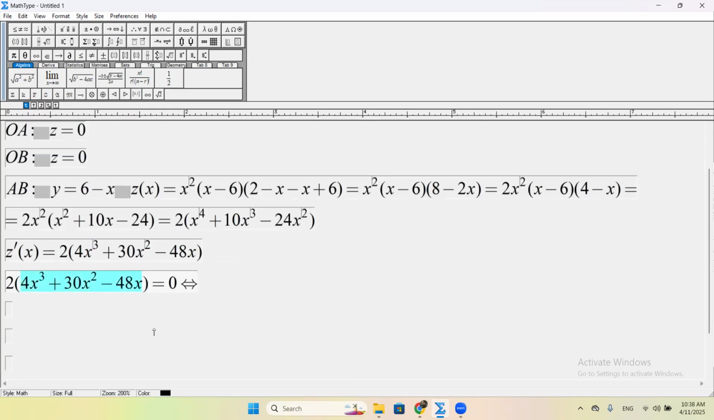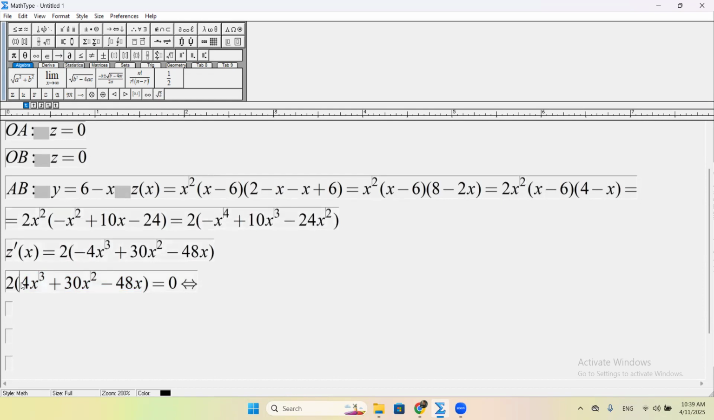Sorry, can I ask a question? Yes. Why x squared but not minus x squared? x multiplied by minus x is minus x squared. Yes, minus x squared. So minus here, and here. Yes, nice catch. Thanks.